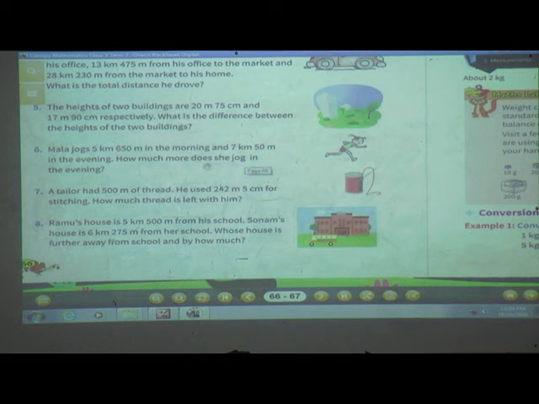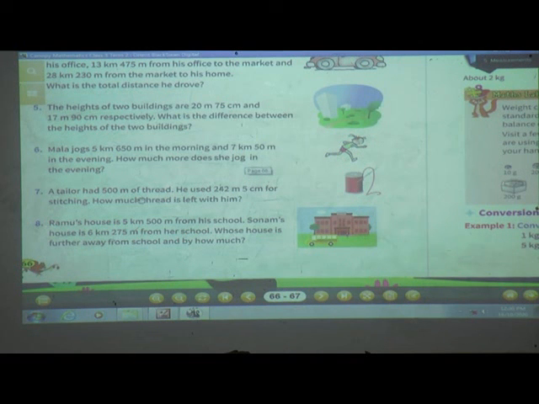Means here we have to do the subtraction from the evening. If we subtract the distance she jogs in the morning, then we will get how much more she jogs in the evening. So here from 7 kilometer 50 meter you have to subtract 5 kilometer 650 meter, then you will get the answer of this question. So try to solve this example on your own.